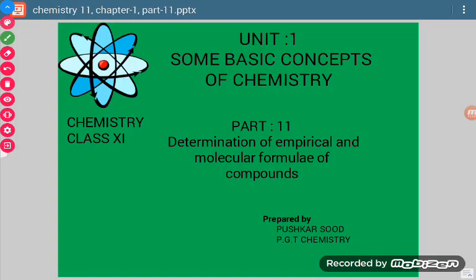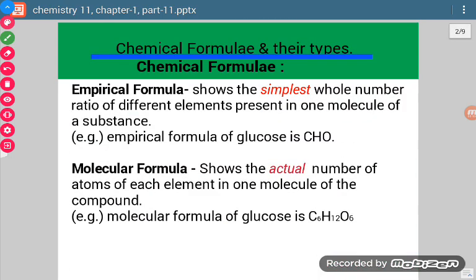Morning students. So today we are going to discuss our next topic, empirical and molecular formula determination of a compound. Now first of all, chemical formulae are of how many types? Chemical formulae are of two types. Number one, empirical formula, and number two, molecular formula. Now see, in empirical formula we take the simplest whole number ratio of all the elements which are present in a substance. Now let us talk about glucose.